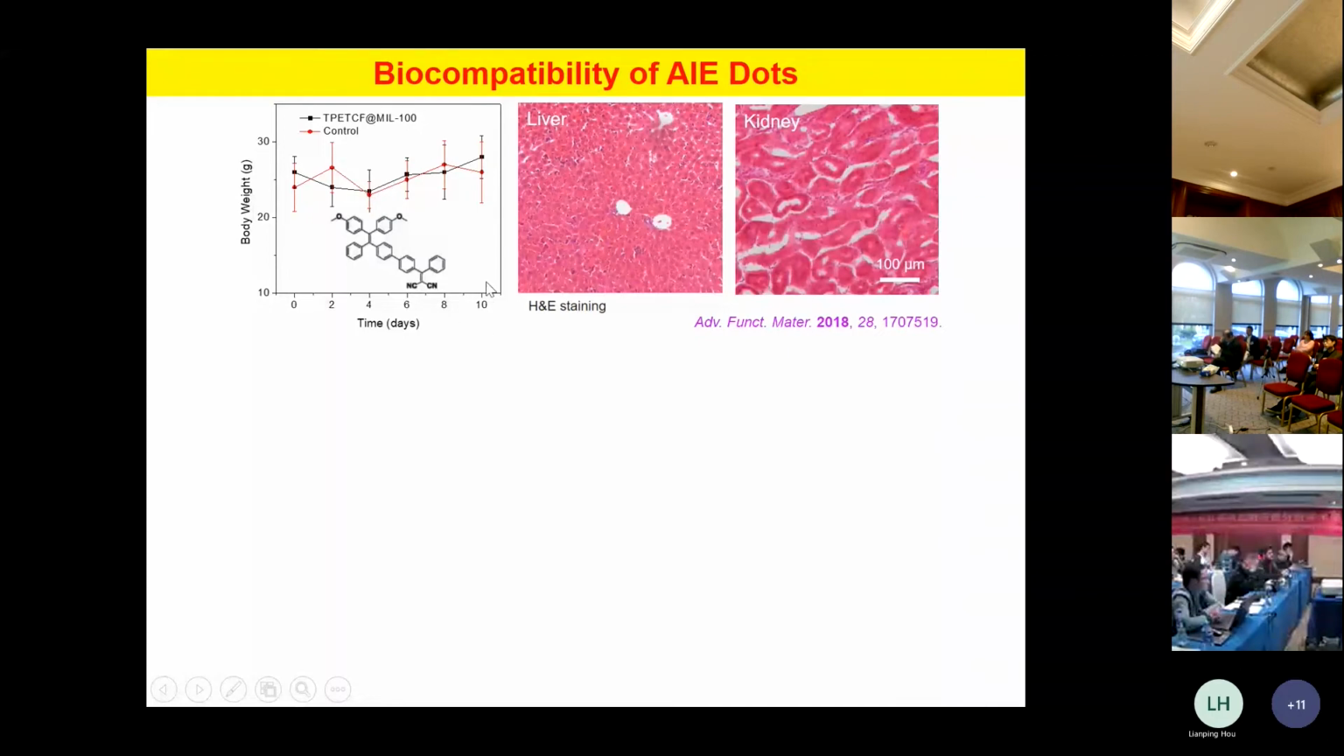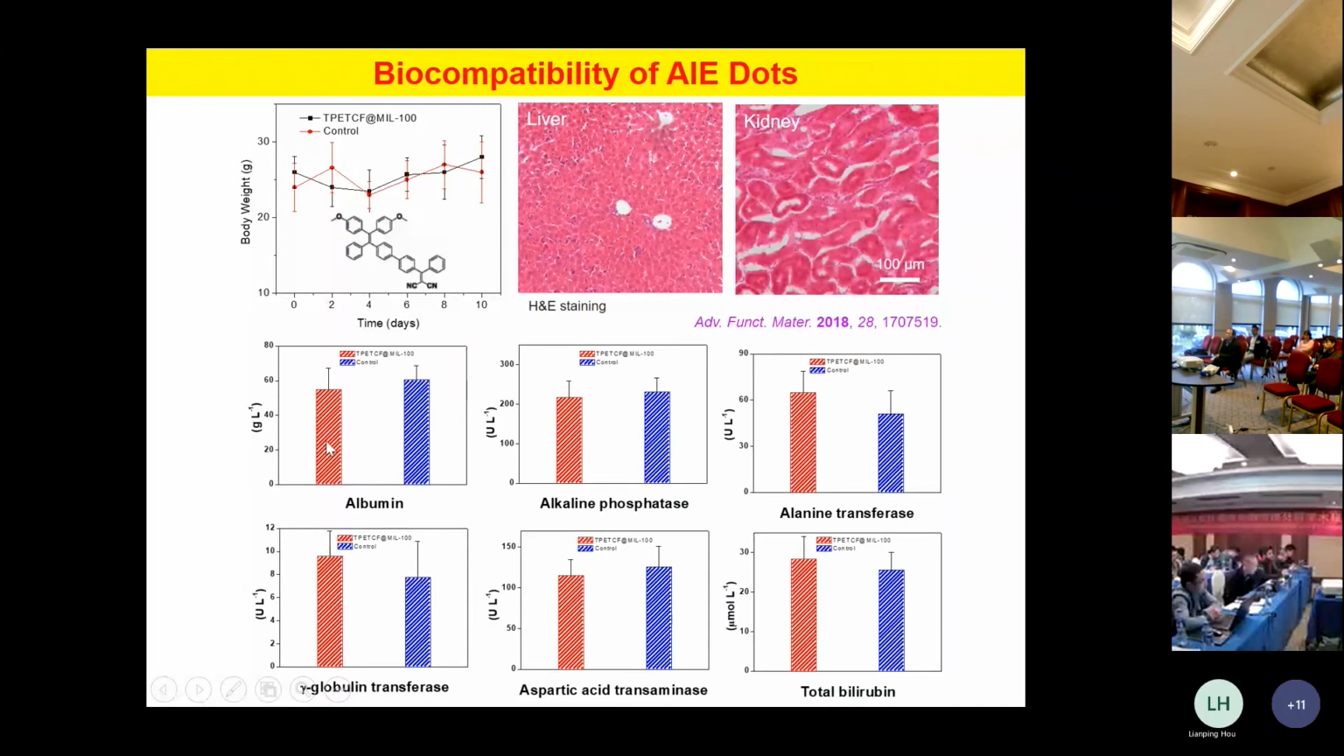You can see after 10 days of feeding, there's basically not much difference between the experimental group and the control group. And this is after we sacrificed the experimental animals and did this study. You can see basically everything is normal. And these are some biological parameters. You can see the control group and the experimental group.